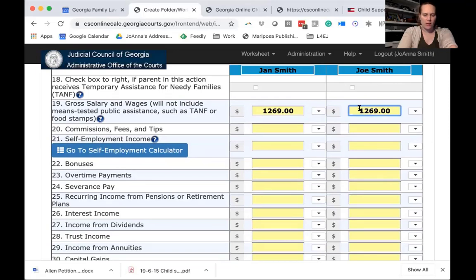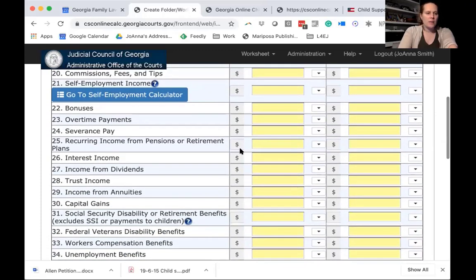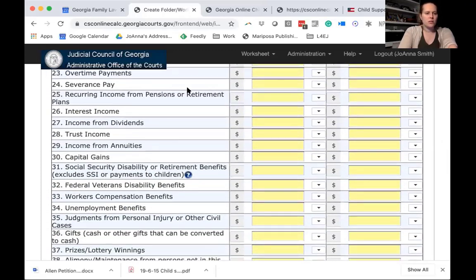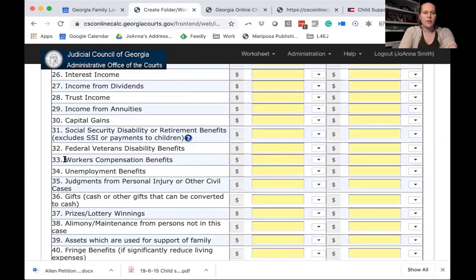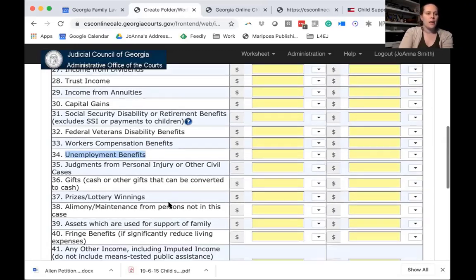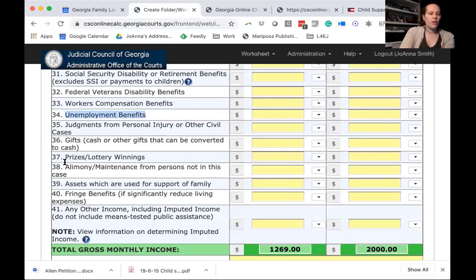Let's make Joe have a little bit more income so that it looks different later. You might see this more and more: unemployment benefits. A lot of people right now, the only income they have is from unemployment. There may be alimony, there may be somebody gives them monthly payments.